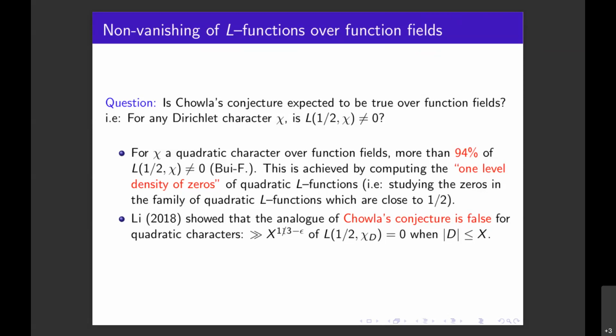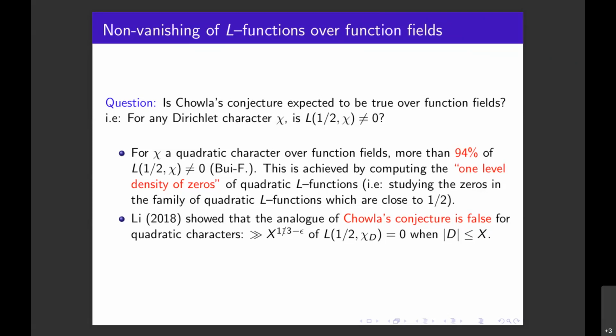So if we look at quadratic characters over function fields, in joint work with Hang Bui, we showed that more than 94% of these central values are non-vanishing. And I should say that this is achieved not by computing moments, but by computing the one-level density of zeros in this family of L functions.